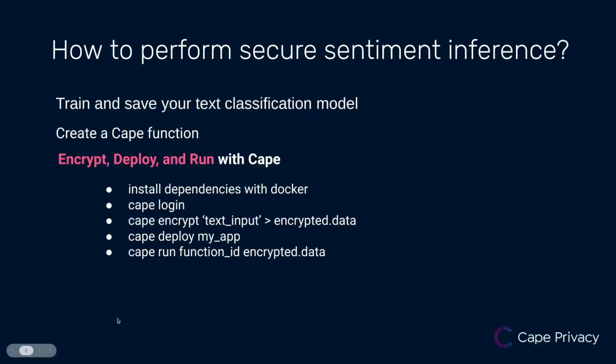Then you would encrypt your input data you wish to process with the command cape encrypt, and then you would deploy your app to Cape's enclave with cape deploy my app. Finally, you could query your function with cape run followed by the function ID returned by the cape deploy command we ran earlier, followed by your encrypted data.